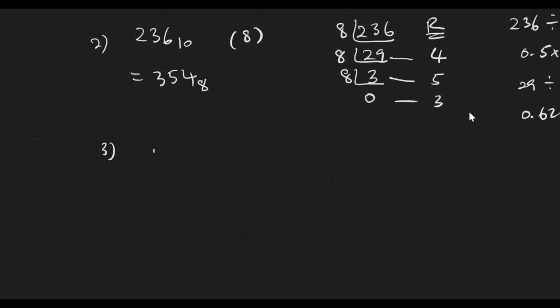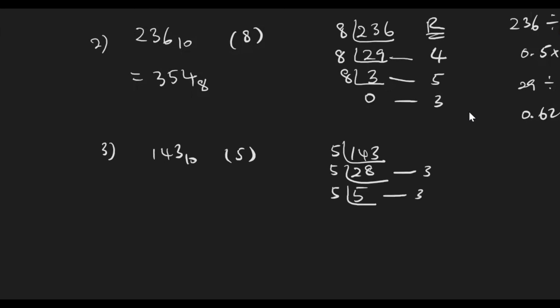And then we have one more example here. We're going to change this into base 5. So divided by base 5, that gives you 28 remainder 3. And then this again, you remain the 3, the 0. And remember, we need to divide until you get 0. So the answer is 1033 base 5.